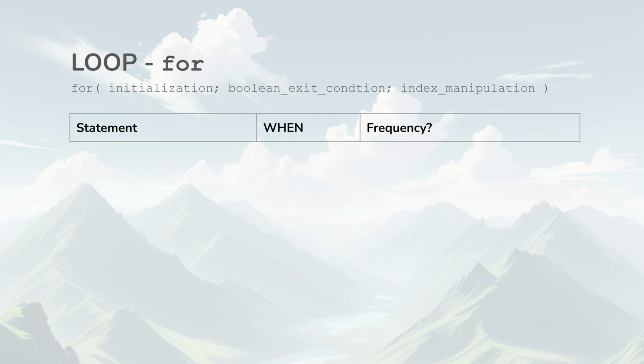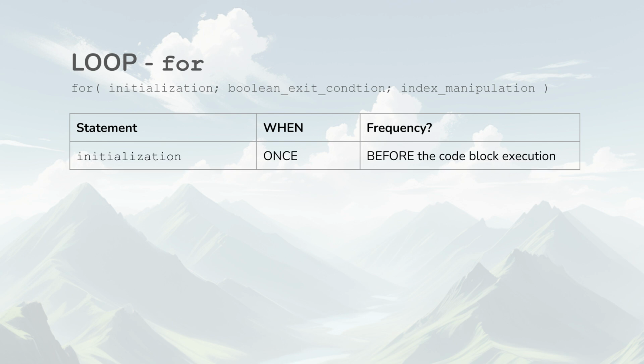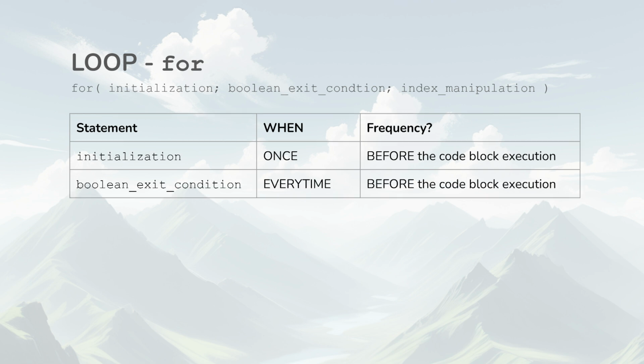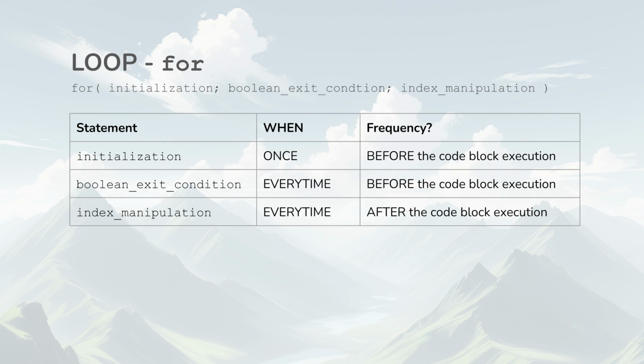Here is how all the statements in this for loop get executed. Initialization. This gets executed only once before the code block gets executed. Boolean exit condition. This gets executed every time before the code block gets executed. Index manipulation. This gets executed every time after the code block gets executed. Let's try to understand this with an example.